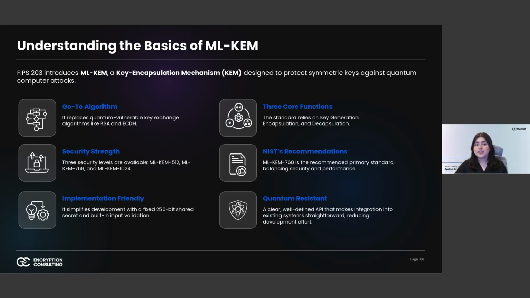From a management perspective, ML-KEM is great because it's scalable and has a strong security strength. We aren't locked into one security level. NIST gives us three options: ML-KEM 512, 768, and 1024, so we can match the security strength to our exact needs. And the general recommendation: start with ML-KEM 768, as it gives you the best balance of strong security and performance.